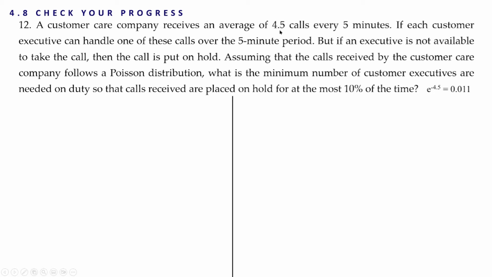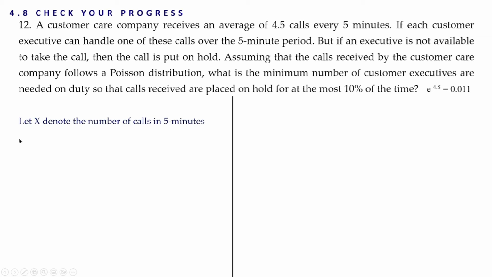So here it is said a customer care company receives an average of 4.5 calls every 5 minutes. So every 5 minutes an average of these many calls are received, and each customer executive can handle one of these calls over this 5-minute period. But if an executive is not available, the call is put on hold. Now we need to find the minimum number of customer executives required on duty so that the calls received are on hold for at most 10% of the time. Here we have to assume that the calls received follow a Poisson distribution.